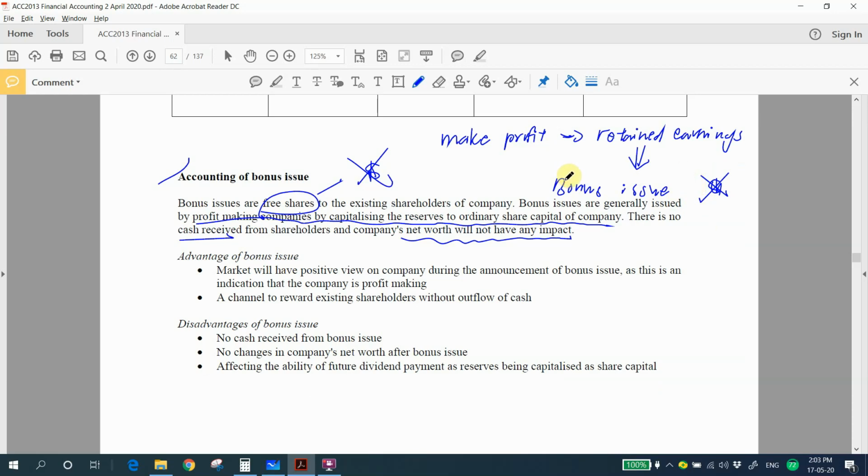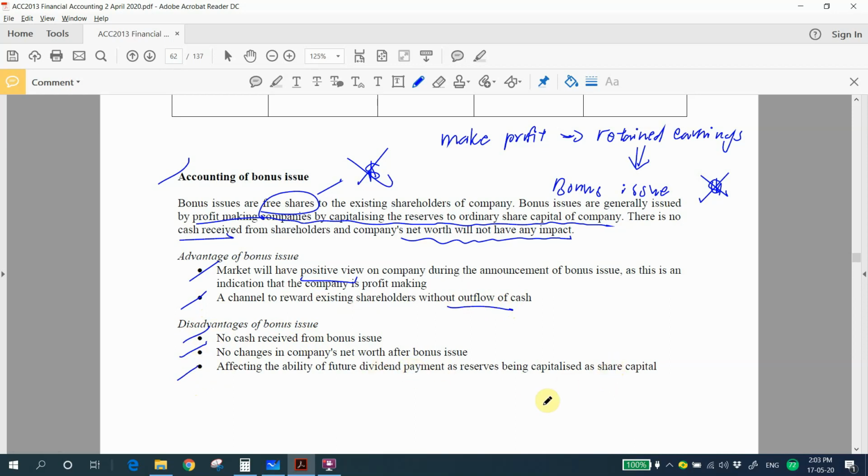What is the advantages and disadvantages of bonus issue? Advantages of bonus issue: market will have positive view on company during the announcement of bonus issue, as this is an indication that the company is making profit. Next, a channel of reward existing shareholder without the outflow of cash. Disadvantages: no cash received from bonus issue, no changes in the company net worth after bonus issue, and affecting the ability of future dividend payment as reserve being capitalized as share capital.